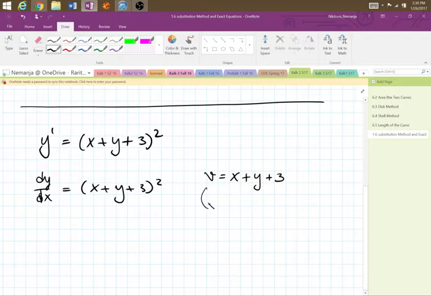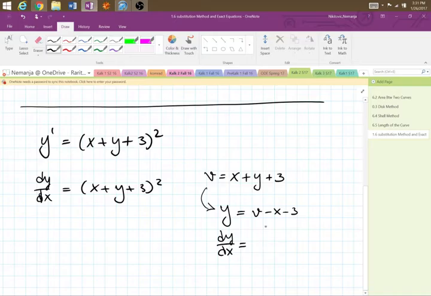So I will solve this equation for y, right? And then I will differentiate. So y is equal to what? It's equal to v minus x minus 3. So now all I need to do is to differentiate everything, and once I differentiate, plug everything in, and we'll get. So what's dy dx?